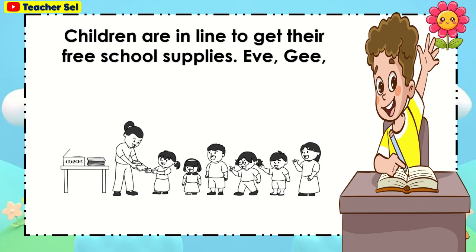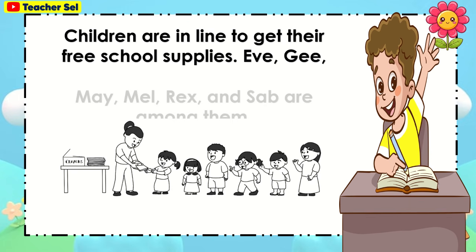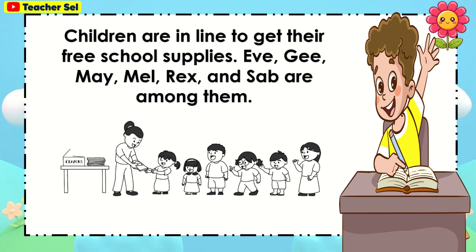Children are in line to get their free school supplies. Eve, G, May, Mel, Rex, and Sab are among them.